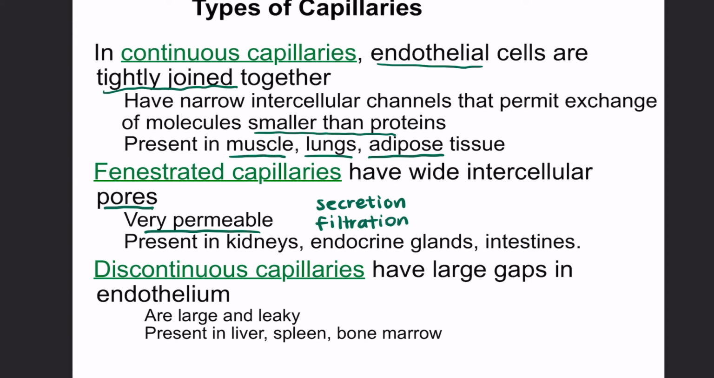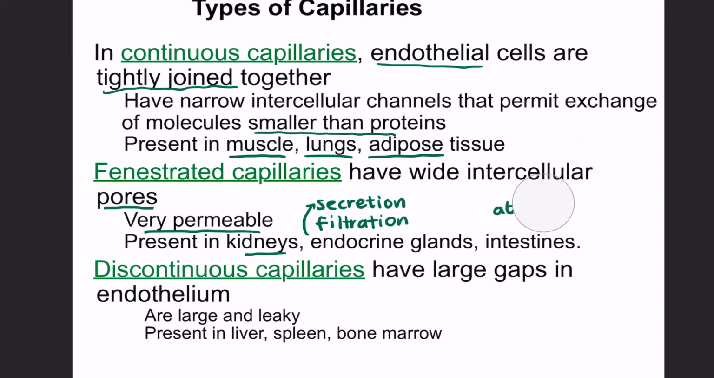And an example of that would be in your kidneys. There's a lot of filtration and secretion going on in your kidneys. In your endocrine glands, remember that's where hormones are secreted into the blood, a lot of secretion going on. And in the intestines, where we have a lot of absorption of nutrients going on, or movement of nutrients.